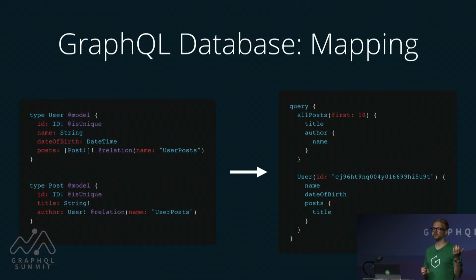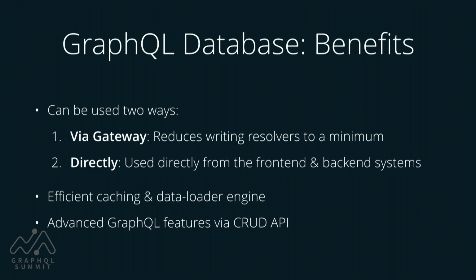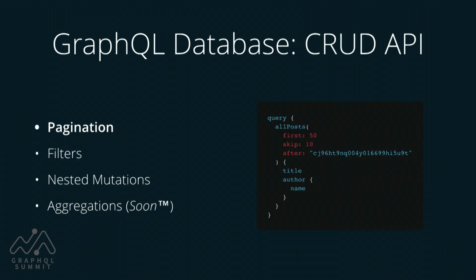The core idea is really that you define your data model using GraphQL SDL, which you have here on the left, where you, for example, have a user model and a post model. And out of that, the framework generates a CRUD-style API that you can use from your GraphQL gateway, or use directly from other backend applications or your front end. At the core of that, there is an efficient implementation of a caching mechanism and an advanced data loader engine.